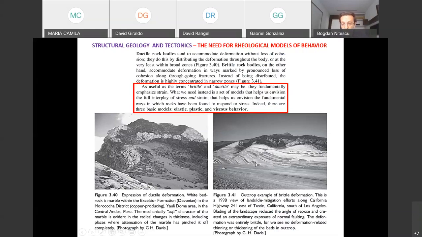If you look at this outcrop, you clearly see here some layers that were faulted. So here there is no question. You are looking at a brittle style of deformation. So the conclusion of the author here is that we can use brittle and ductile when we describe what we see. But this doesn't tell us exactly what happened there in the rock. So that's why we need to use these models of behavior. Did the rock behave in an elastic manner, in a plastic manner? Did it show viscous behavior and so on? So if we want to be more precise, like physicists, we need to use these models of behavior.